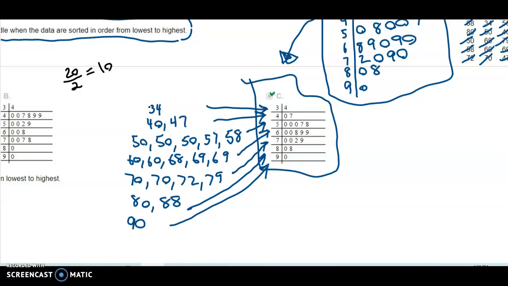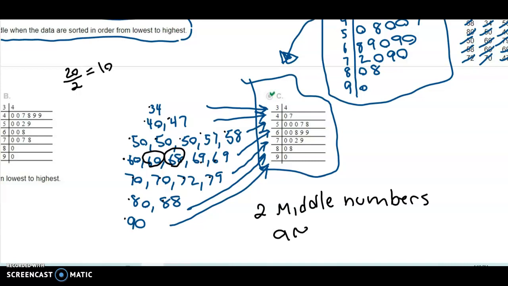So we're going to count 1, 2, 3, 4, 5, 6, 7, 8, 9, 10. And if I were to count back from the top, I'd have 1, 2, 3, 4, 5, 6, 7, 8, 9, 10. So the 2 middle numbers of this data set are 60 and 68.